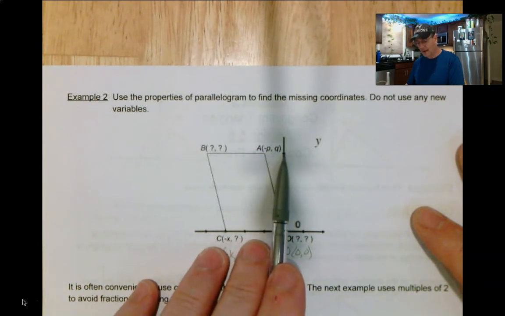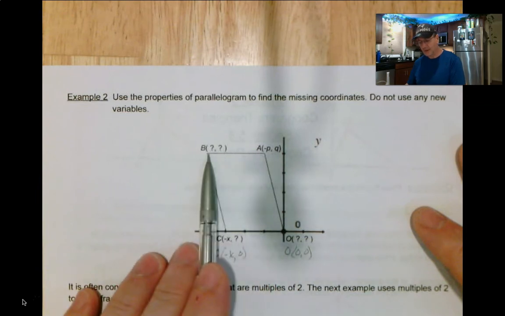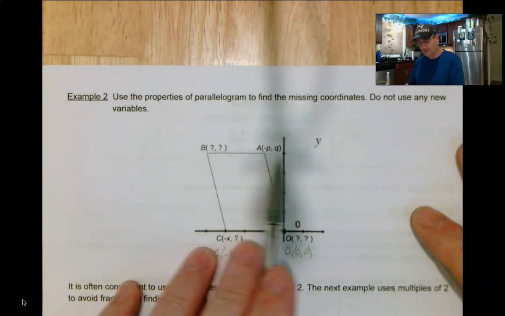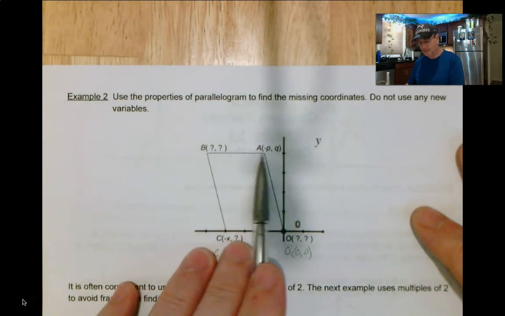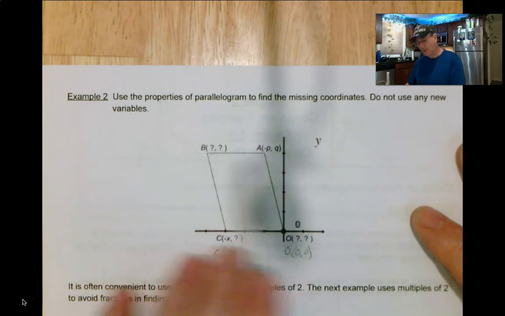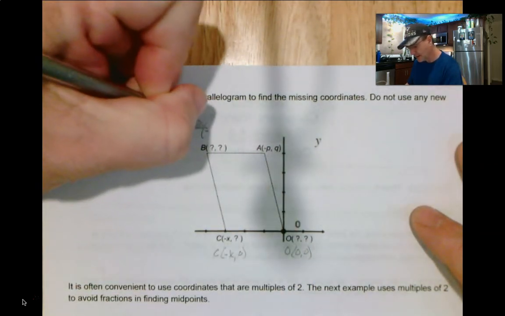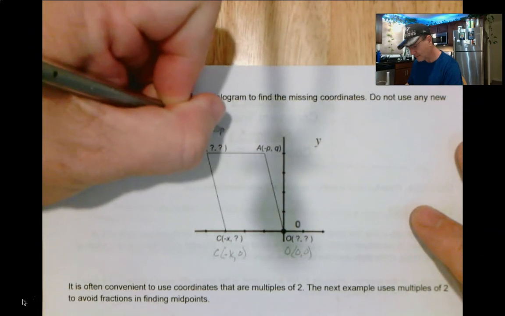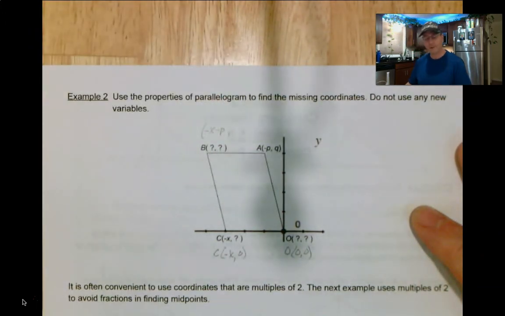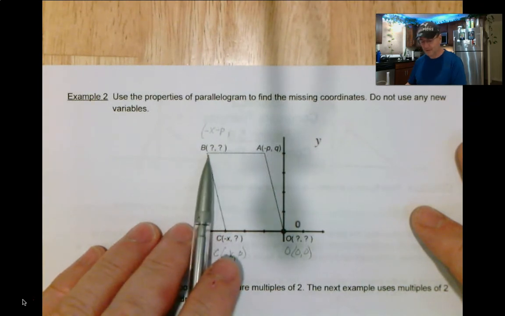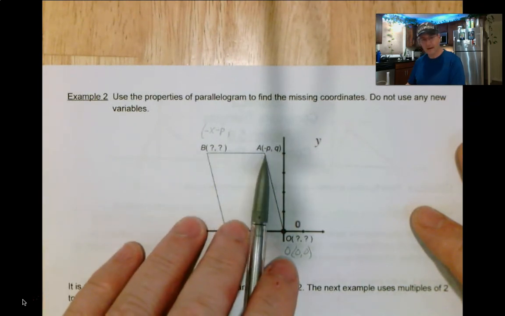So from the y-axis to B is a combination of X units and P units. P units plus X units. But we're going in the negative direction. So it's negative X minus P, comma. The y-coordinate is actually really easy because it's the same height as A.